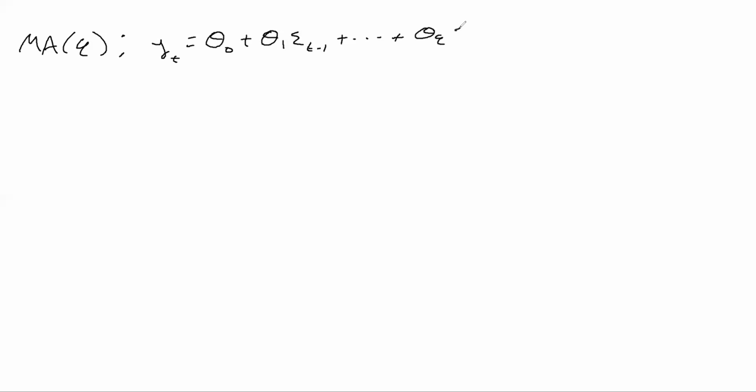So now, real quick, let's do a moving average. Remember, a moving average of order Q, we'll use Y again. So Y T is going to be equal to theta 0 plus theta 1 times error of T minus 1, plus all the way to theta Q times error of T minus Q, plus our error T. And remember, error T is IID with mean 0 and some variance.